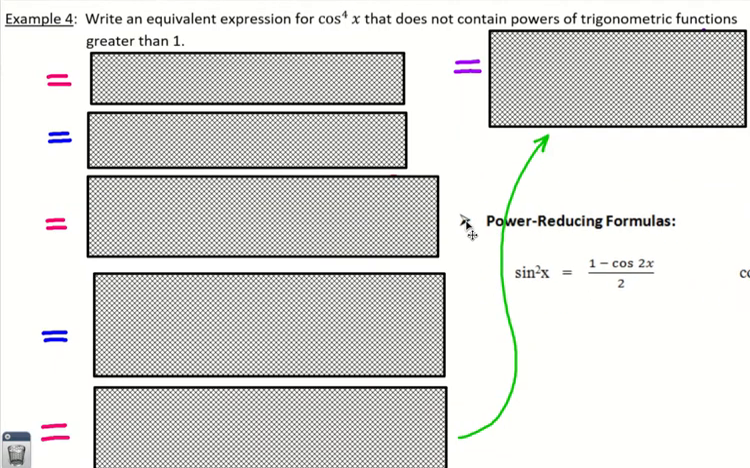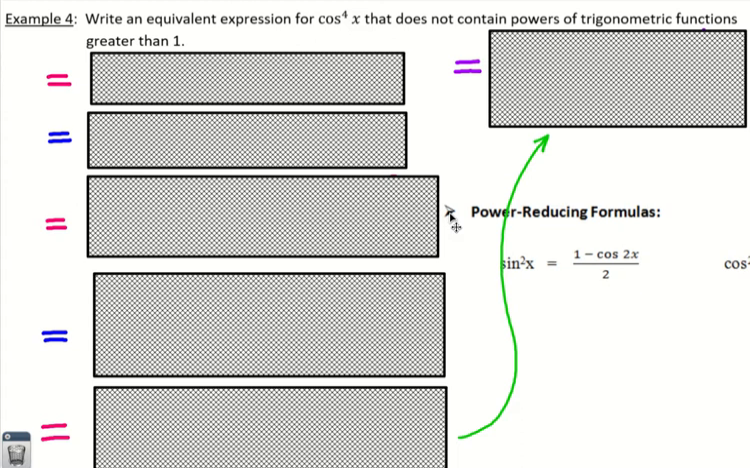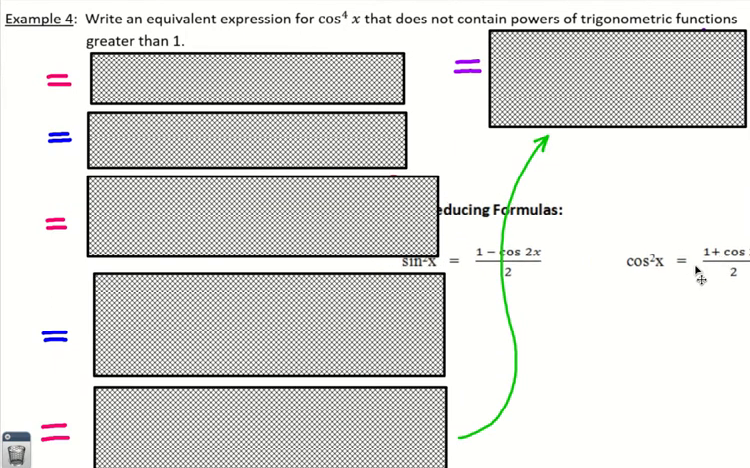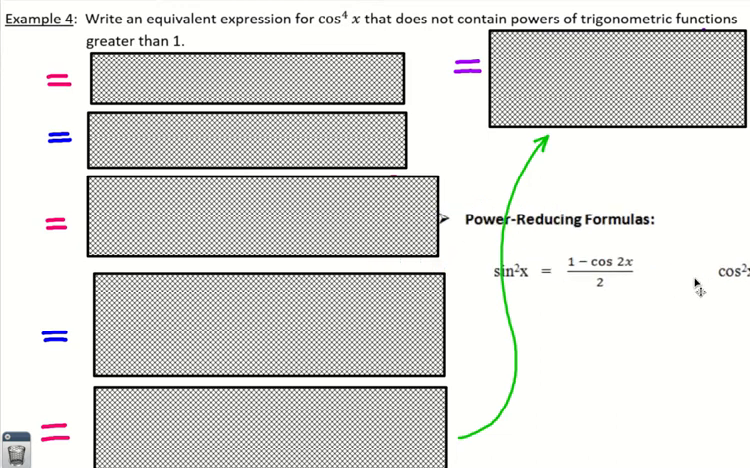Well, there's these things called the power-reducing formulas, where the cosine to the 2nd power of x, or of something, you can rewrite as that, because it's equal to that. See how there's no powers over here greater than 1? So these formulas allow you to go from something that has a power 2, and it reduces the power.